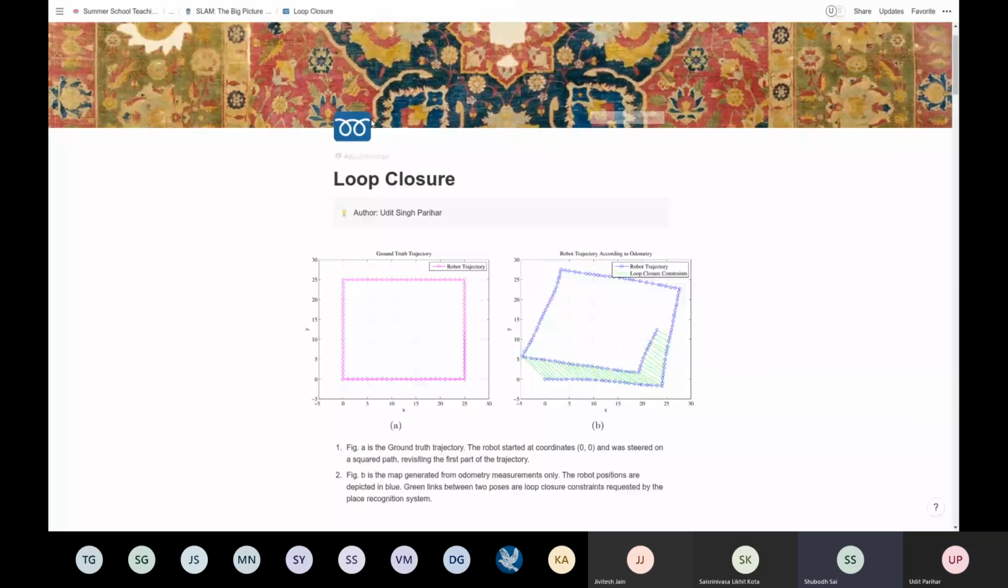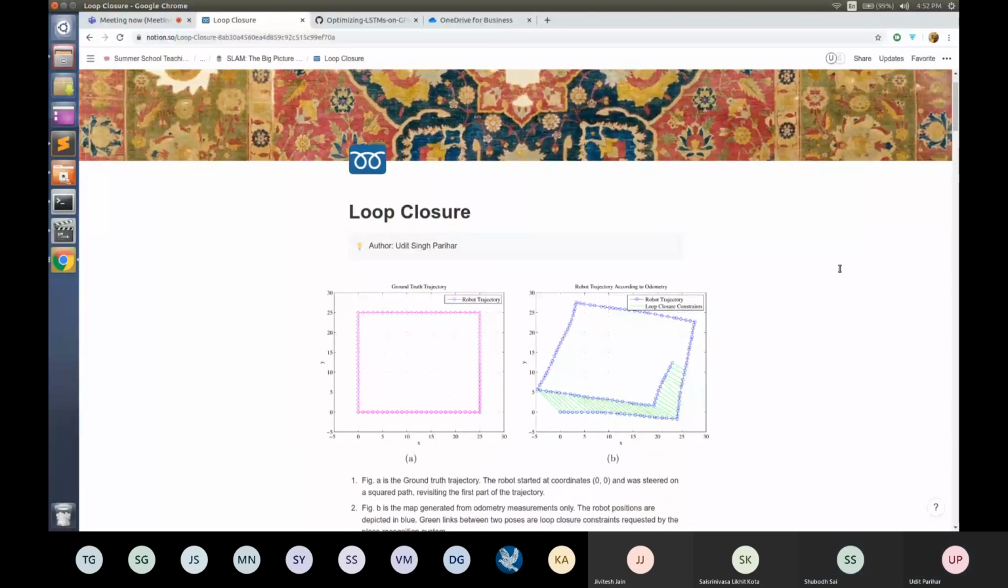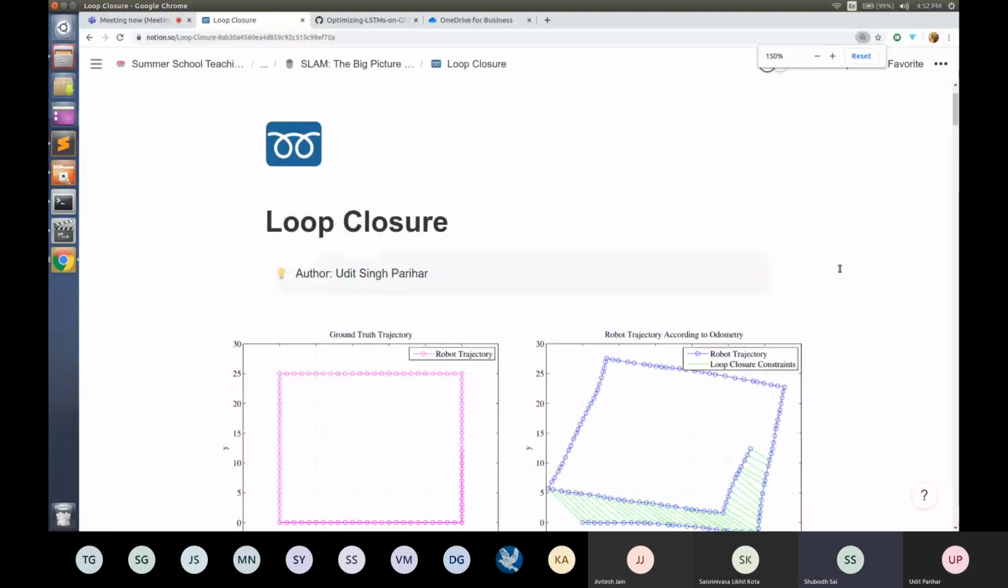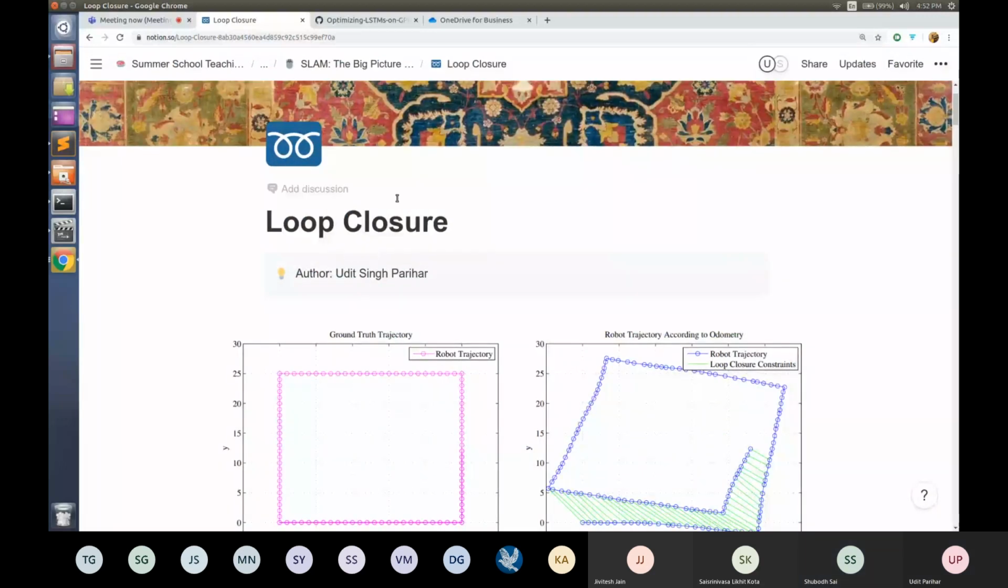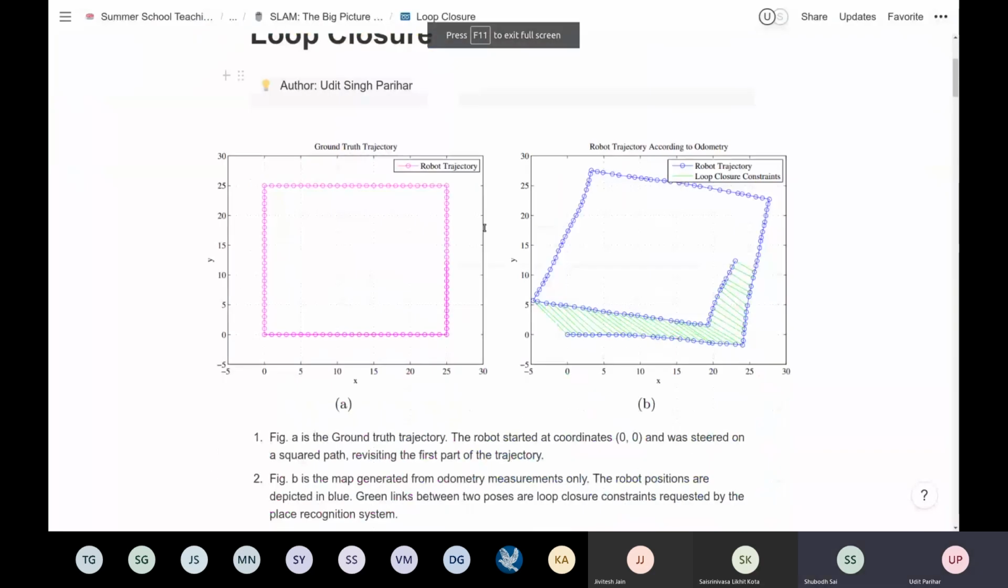Okay, one second. Like, increase the page size. Okay. That's one downside of using Notion here. Is it visible now?